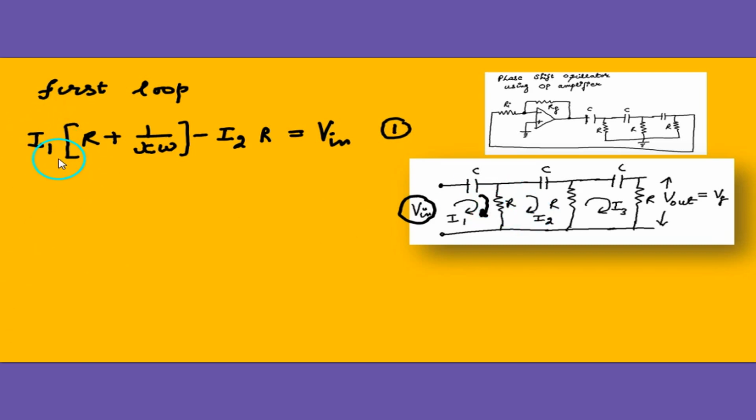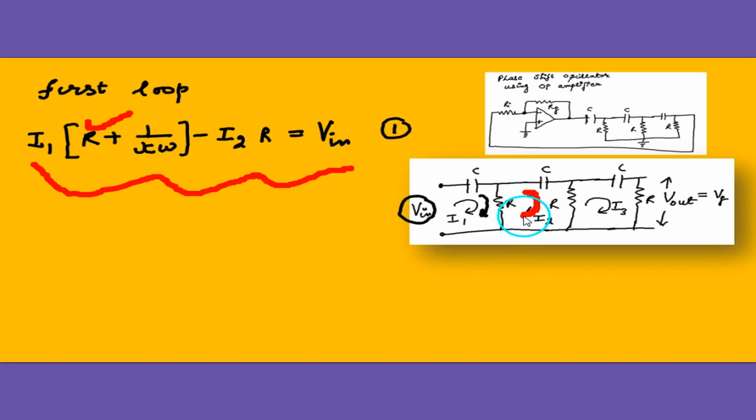This equation is the Kirchhoff law. It is written for the first loop, this one. Okay, current I1 is flowing through C and R. This is the resistance of the resistor R. The capacitor gives opposition, which is 1 over jCω, right? And in this loop, current I1 is flowing clockwise. It is positive, but I2 is flowing through R.